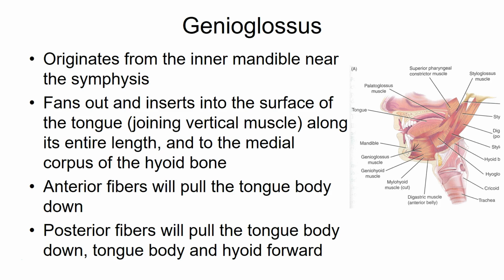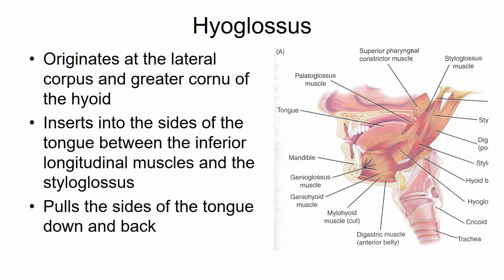Middle fibers in between the anterior and posterior would course kind of angularly up into the tongue dorsum, and so they will help pull the tongue body downward and forward. So depending on which parts of the genioglossus get contracted, it can actually do quite a few different things in speech articulation. The hyoglossus muscle is a little more straightforward, comes from the lateral part of the body of the hyoid bone and the greater horns, the greater cornu of the hyoid bone.